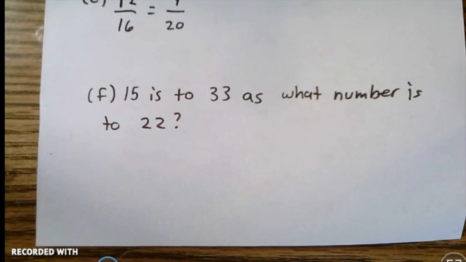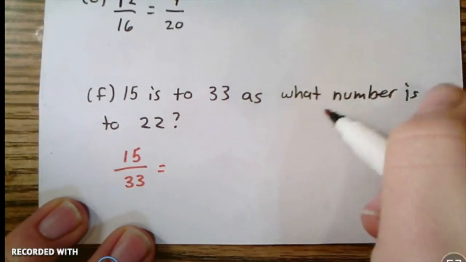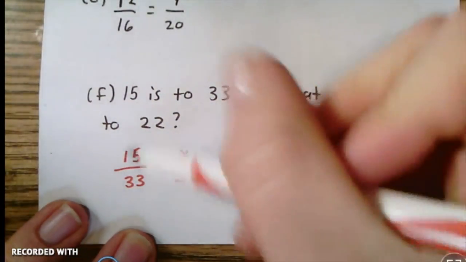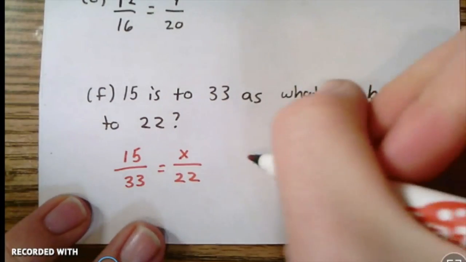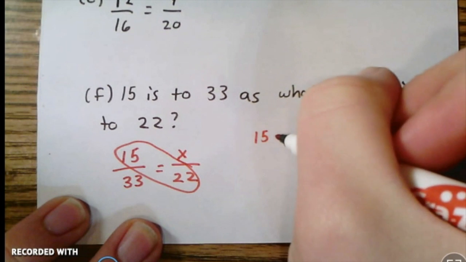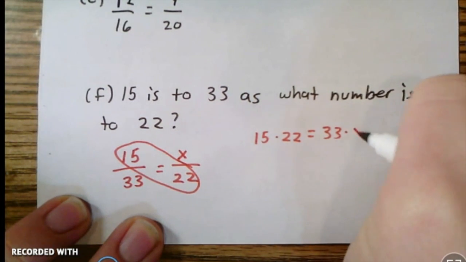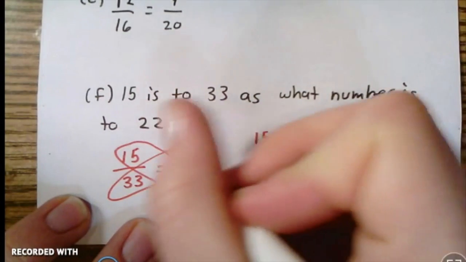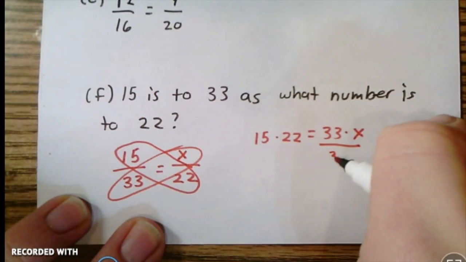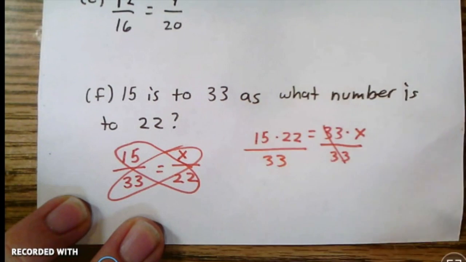15 is to 33 as what number is to 22? Okay, I got these fun numbers here. I'm going to do our thing. We've got 15 times 22 equals 33 times x. Divide by 33. Divide by 33.